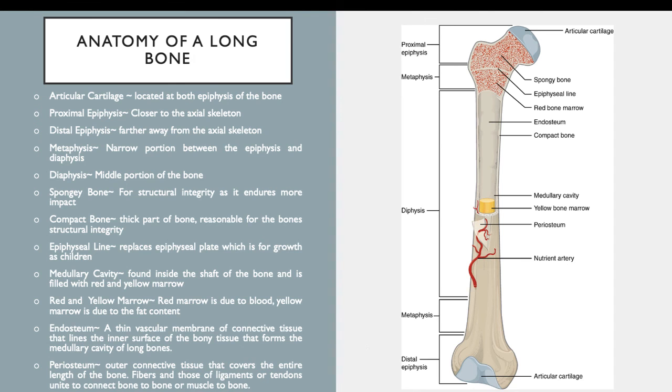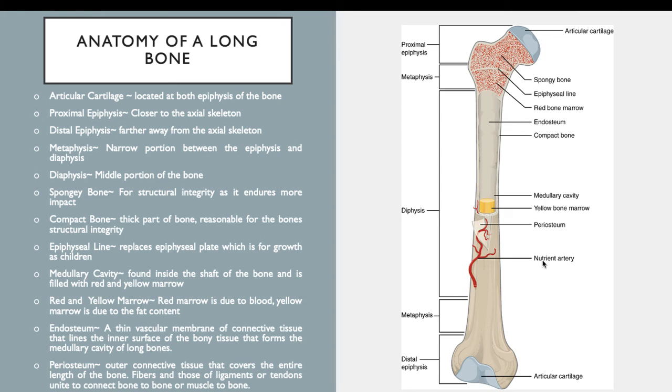So anatomy of the long bone. We have articular cartilage, which is located at both epiphyses of the bone, just at both ends here. So the proximal epiphysis just basically means it's closer to the axial skeleton. So I believe this image is relating to the humerus. No, sorry, not the humerus, the femur. And then the distal epiphysis just means it's farther away from the axial skeleton. Now there is a metaphysis, which is the narrow portion between the epiphysis and the diaphysis, and then there's the diaphysis, which is the middle portion of the bone, as you can see here.